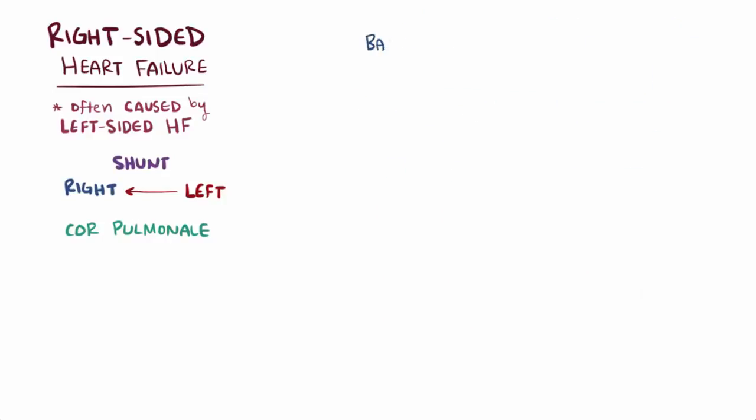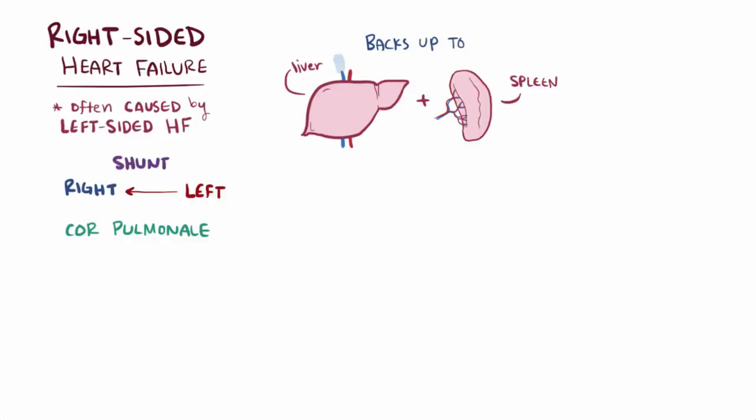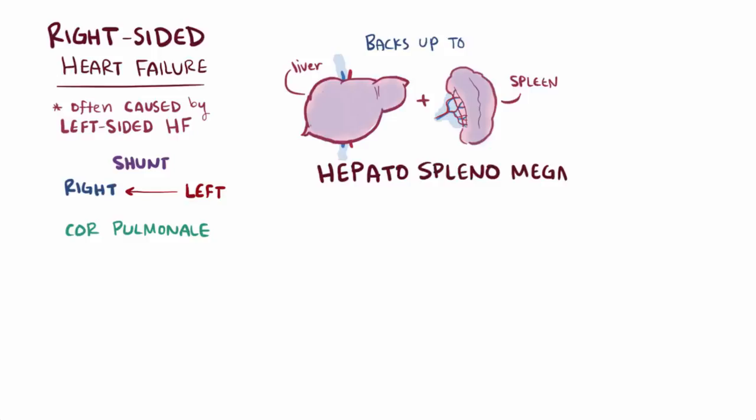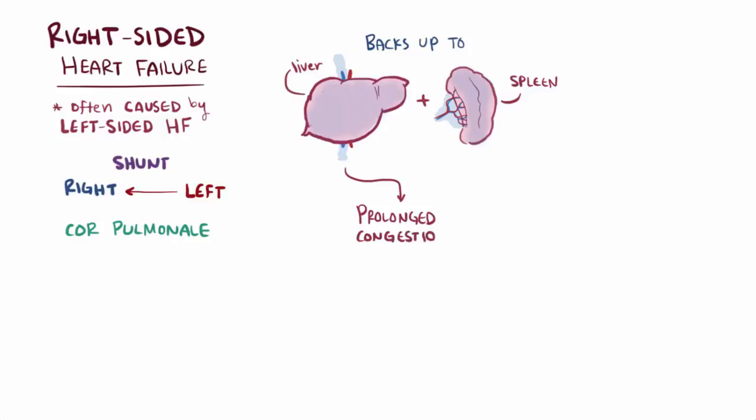Also in the body, when blood backs up to the liver and the spleen, fluid can move into the interstitial spaces within those organs, and they can become enlarged, called hepatosplenomegaly, which can be painful. And if the liver is congested for long periods of time, patients can eventually develop cirrhosis and liver failure, which would be called cardiac cirrhosis.